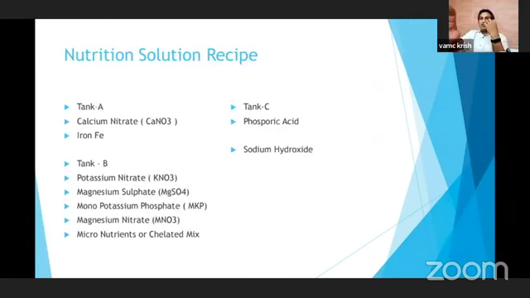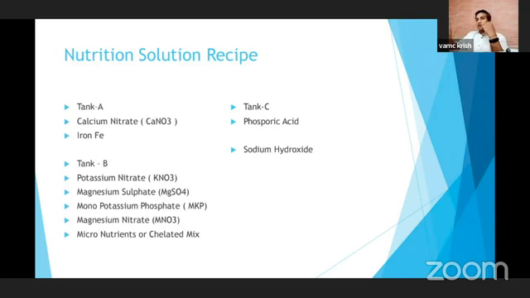This is the nutrient solution recipe, which depends on the plant stage and the crop. We need to mix and make a recipe for hydroponics using tank A, tank B, and tank C.